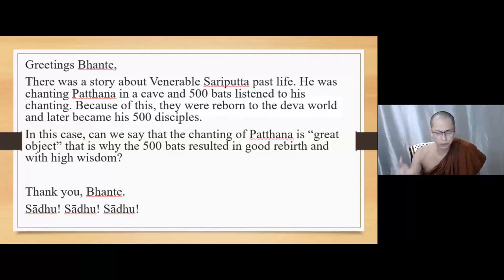At the same time, the Buddha preached to the devas in the Tavatimsa realm, and at the time of alms round he came to the human realm and preached to Venerable Sariputta in brief. And Sariputta handed over the teaching of the Abhidhamma to his 500 disciples. In this way, they became the first group of Abhidhamma learners from Sariputta.